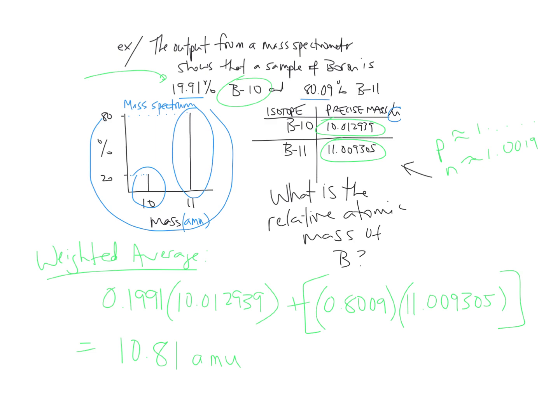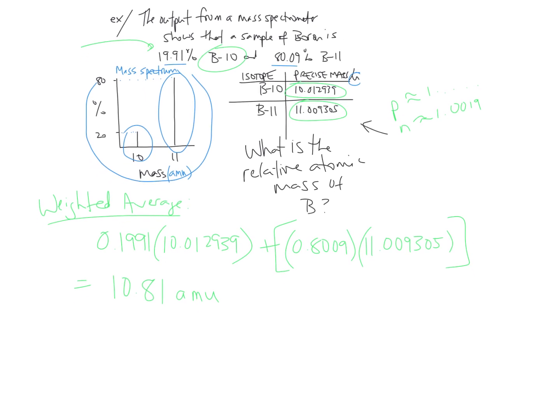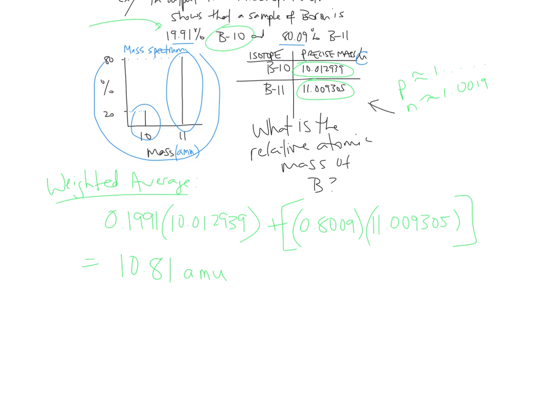So what's that tell you? That tells you if we're actually properly looking at the element boron on the periodic table, symbol B, it's element number 5.